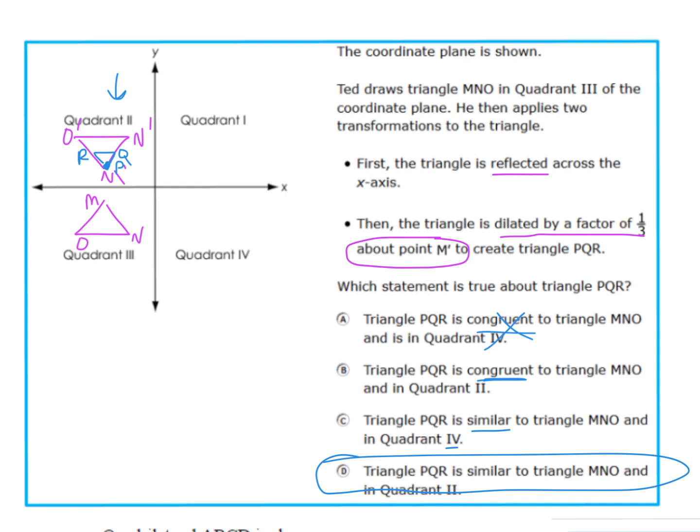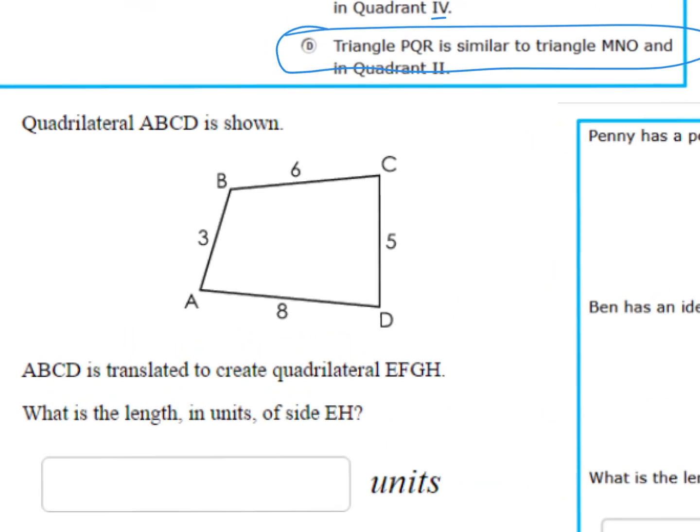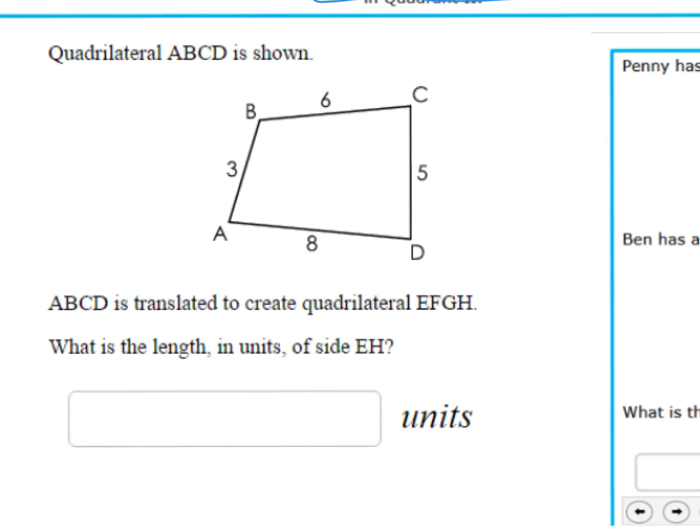The key to that one, I really think, was that it was dilated about point M. Okay, also understanding the vocabulary, the difference between what it means to be congruent and what it means to be similar. All right, here's another one.